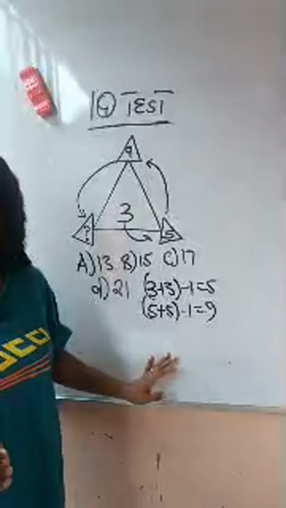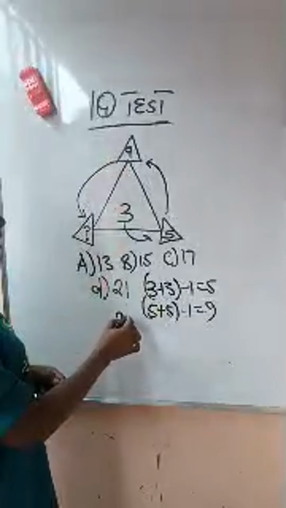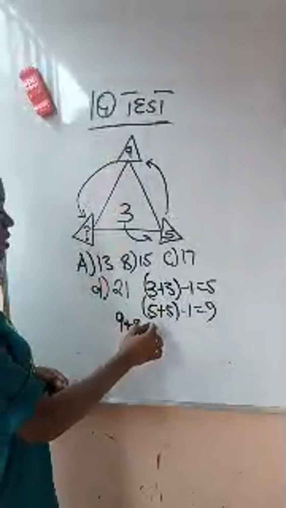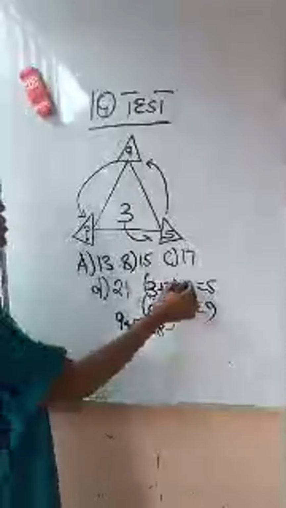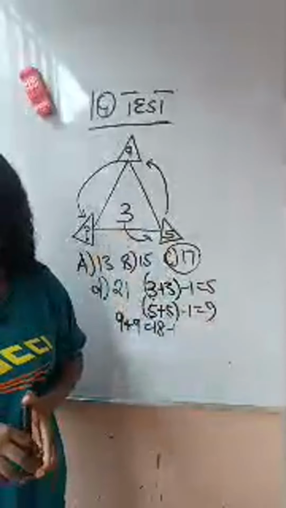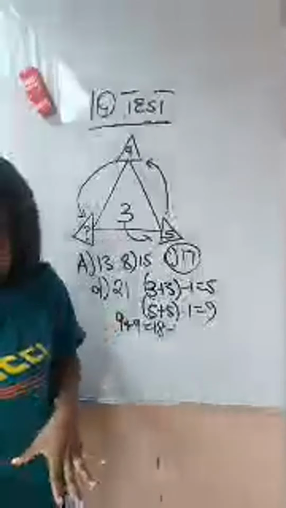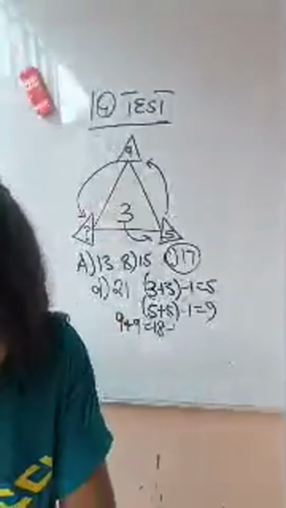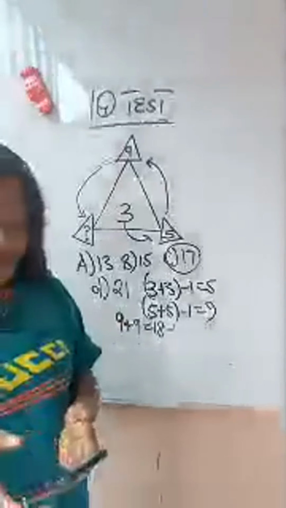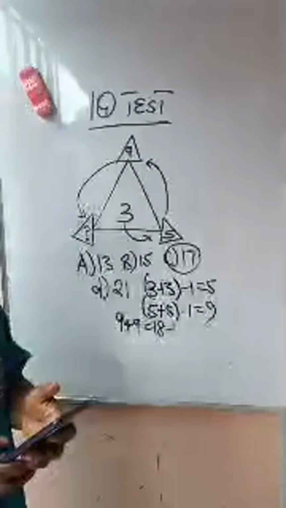So that means that we need to do 9 plus 9 or 9 times 2. So 9 plus 9 is 18, and we subtract 1 to get 17. So I think that is the answer. Yes, you can use another pattern and still get 17 as your answer. As long as your answer is 17, you are correct.